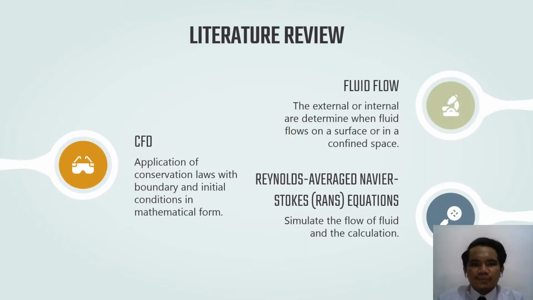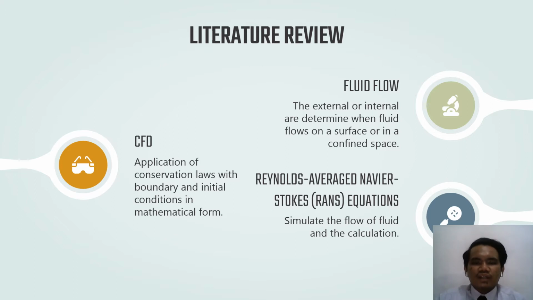Literature review. CFD is defined as the application of conservation law with boundary and initial condition in mathematical form. It is useful for determining variable quantities. For example, CFD can determine heat, motion, force, and more. This software was launched in the early 21st century and the demand for this software increased significantly with globalization and improvement of technology like the internet.